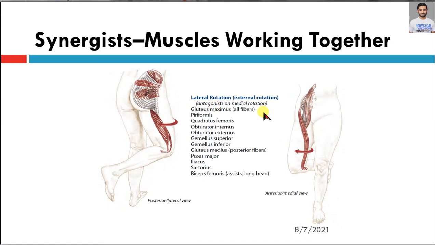So this is lateral rotation. In the lateral rotation, you will find the gluteus maximus, piriformis, quadratus femoris, and rest of the muscles. And the lateral rotators are more in number as compared to the medial rotators. And this is one of the reasons when the patient is unconscious, then the hip is rotated externally.